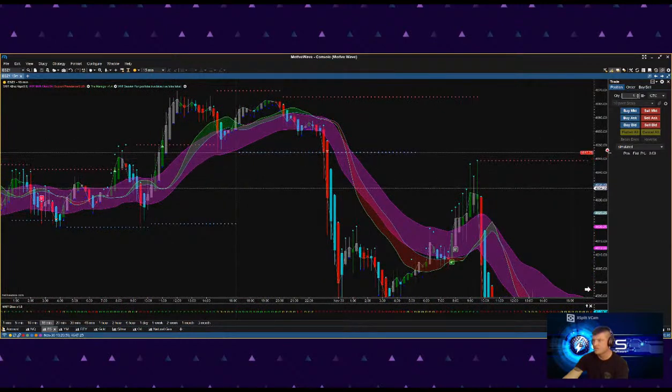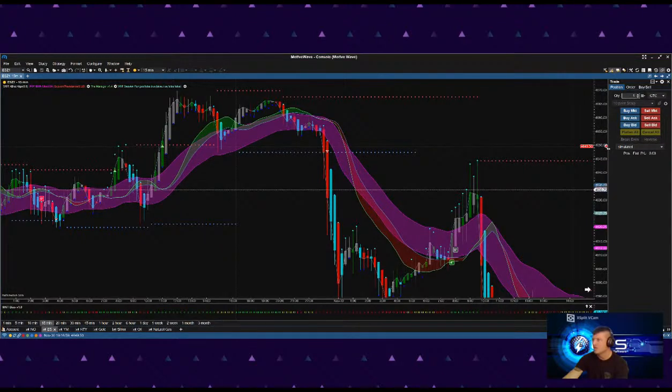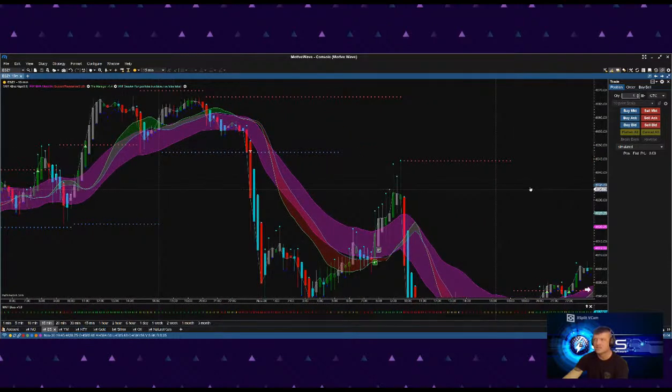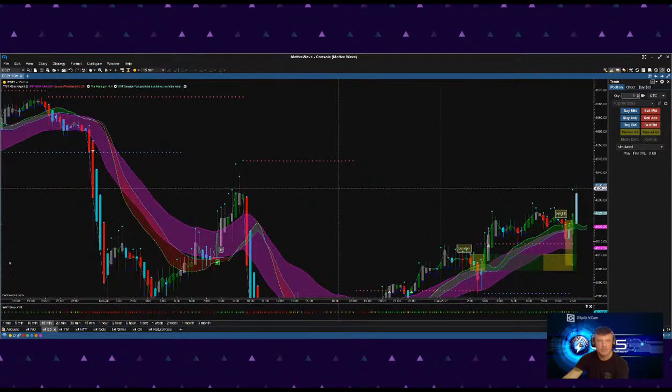Let's see here. I would say right in here would probably be the start of the zone, from 644 to the top of 649. That's gonna be a stiff one right there. So keep an eye on that.